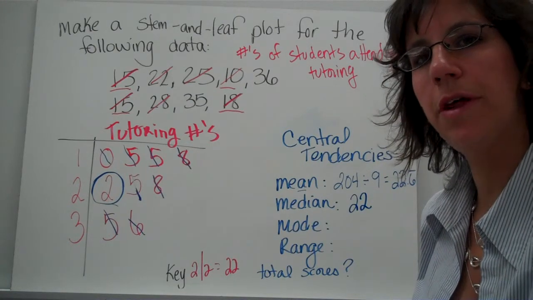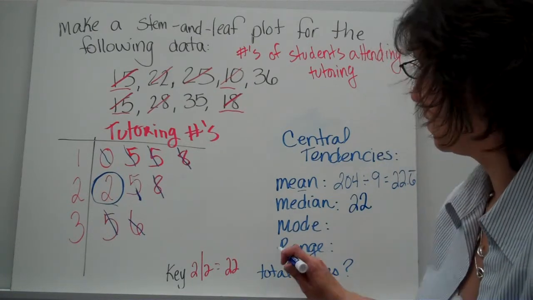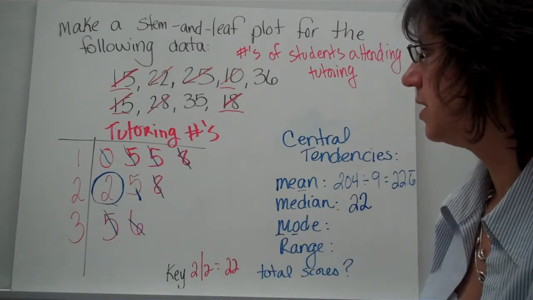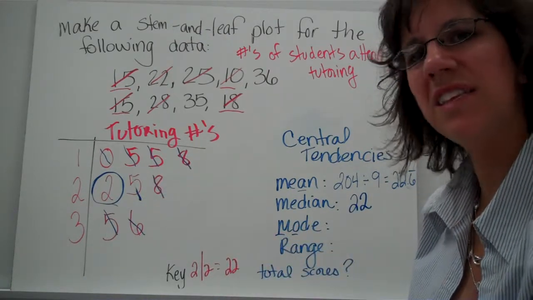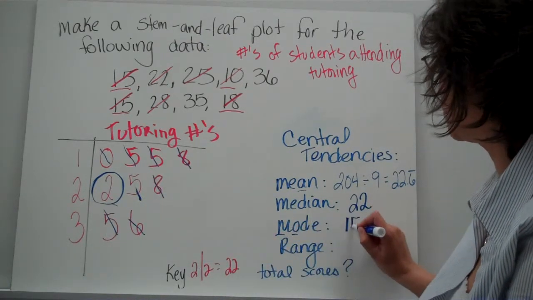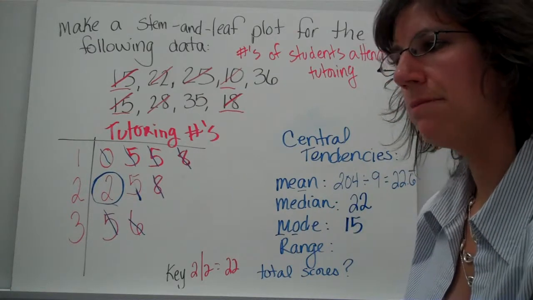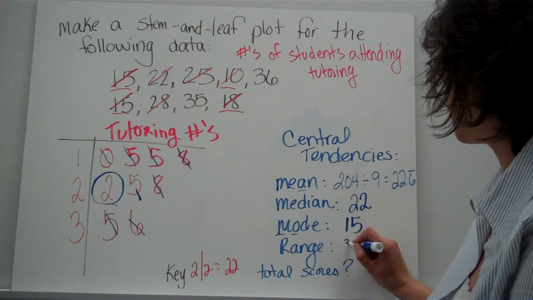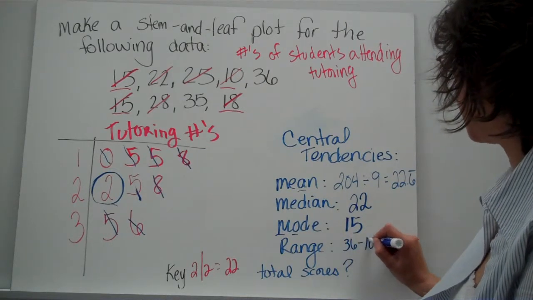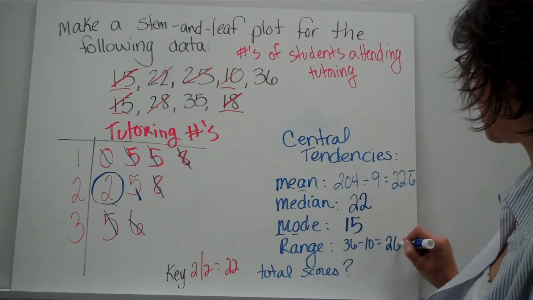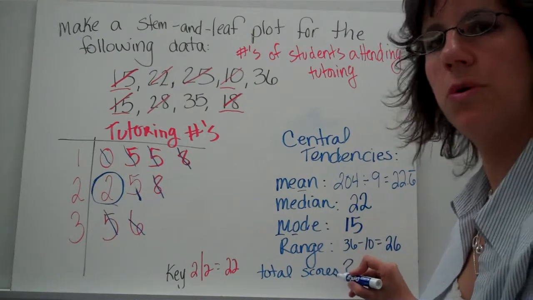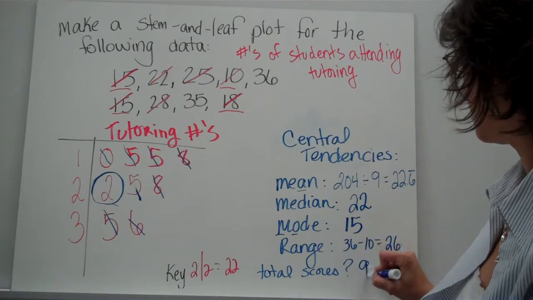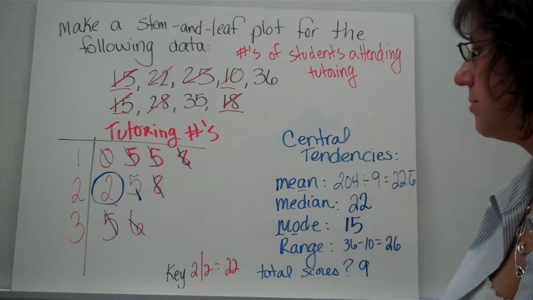Now mode. Remember, mode is the number that appears most often. Most often. 15 occurred twice. That's the only number that occurred twice. My mode would be 15. And my range. Range is taking the largest number, which was 36, and subtracting the smallest number. So my range is 26. What was the total scores? Do you remember? 9. Remember, we used that up here for mean.